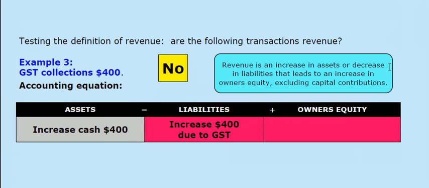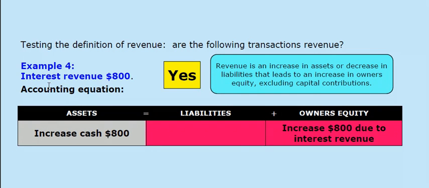Here's another example. GST collections. The business must have sold stock and received some GST. With the sale of that stock, let's just consider the $400 GST. It does increase assets, $400, so that part of the definition is met, an increase in assets. But it leads to an increase in the liability of $400. The GST liability has been increased. The business has to, in effect, pay this $400 to the Australian Taxation Office. Owner's equity is not affected. Hence, it cannot be a revenue transaction.